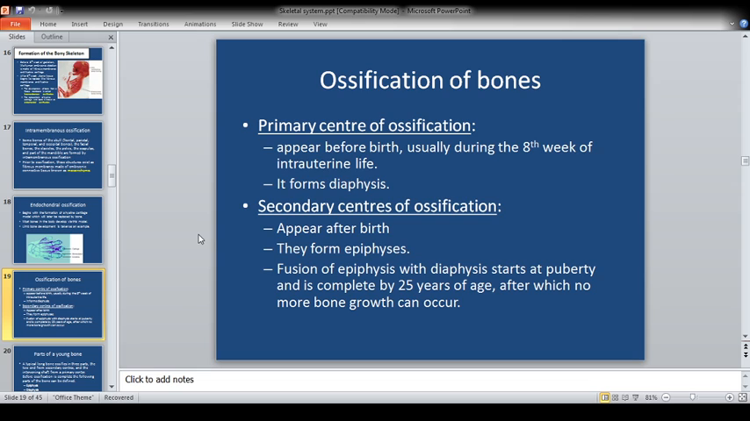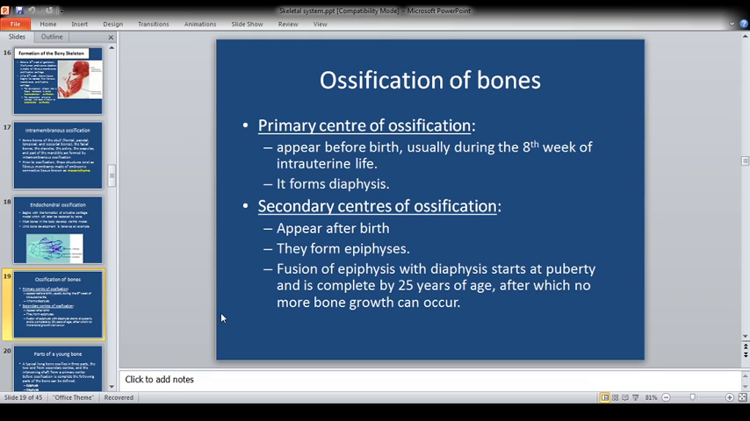So first the bones would be composed of cartilage. Then before birth, usually during the 8th week of intrauterine life, in the center of the bone near the diaphysis, one spot would start transforming into bone. That would be known as the primary center of ossification. Then after birth, there are multiple spots which would transform the cartilaginous tissue into bony tissue. They appear after birth and they would form the epiphyses. Fusion of epiphyses with the diaphysis starts at puberty and is completed by 25 years of age, after which no more bone growth can occur.